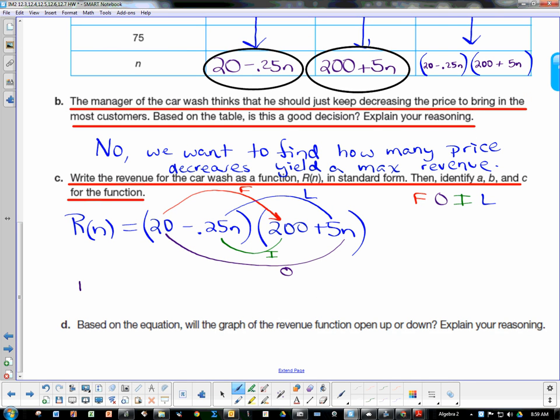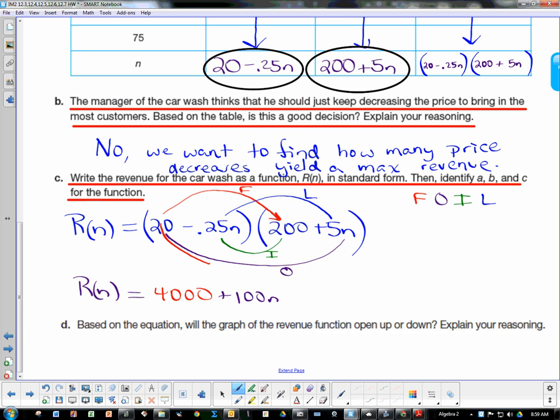Here we go. R of n is equal to, please tell me, what is 20 times 200? 4,000. I want to make sure that we're color coding here. This is going to be the 4,000. Now, let's go with the outer. This outer is going to be 20 times 5n. That's going to be 100n. All right, so that's going to be in purple, plus 100n.